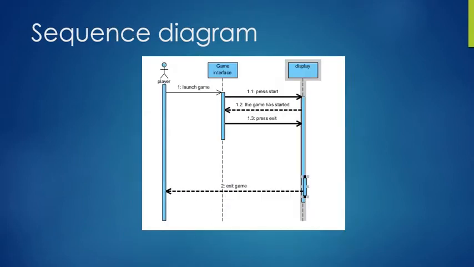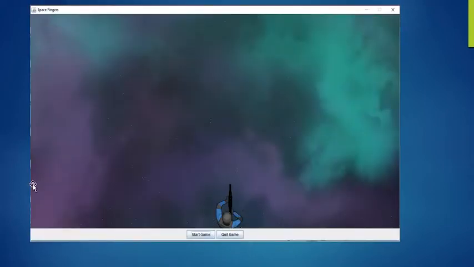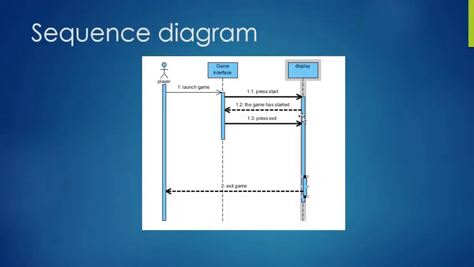Secondly, we have our sequence diagram. The player launches the game and then presses on start. When he presses on start, the game displays the start phase, where you can see the player here. And then when the player decides to exit, he can press on exit, and the exit will just exit the application. So this is it for the sequence diagram.